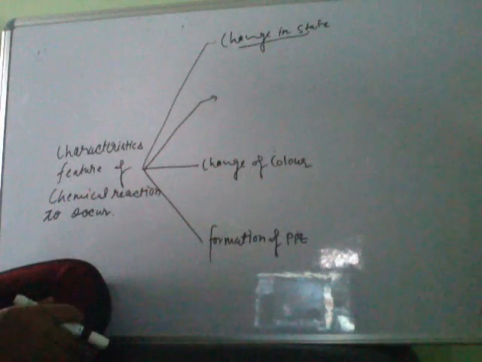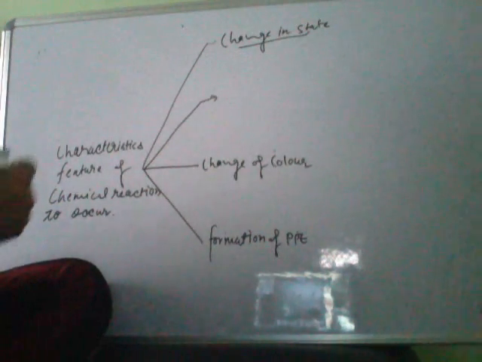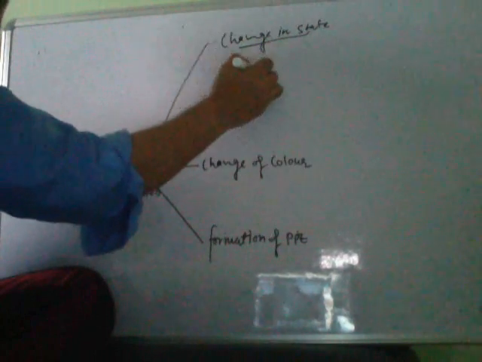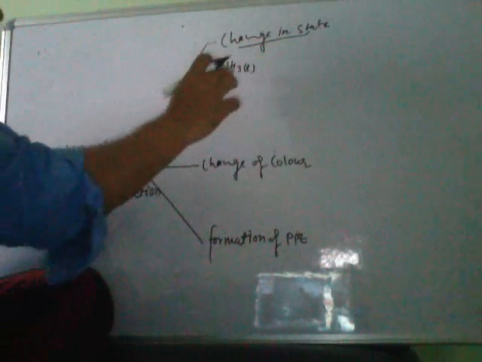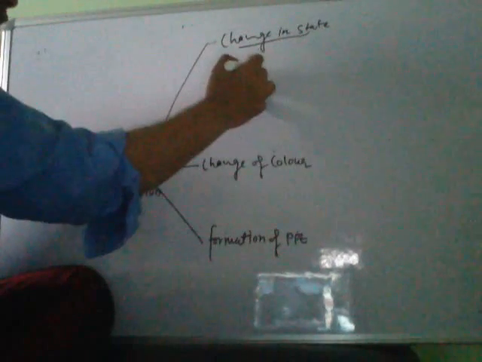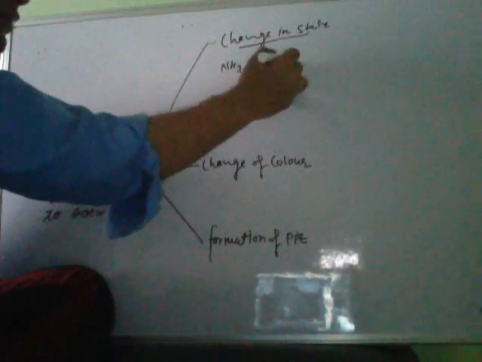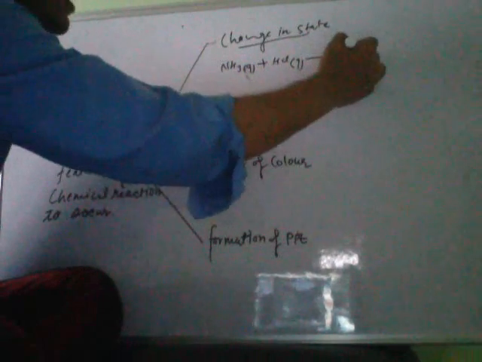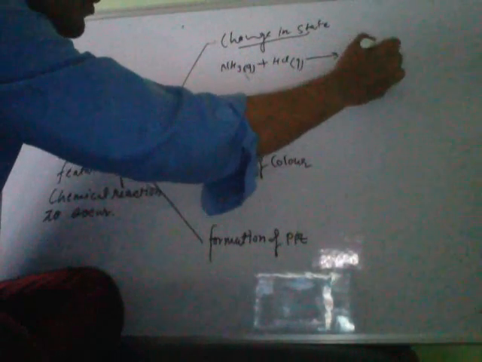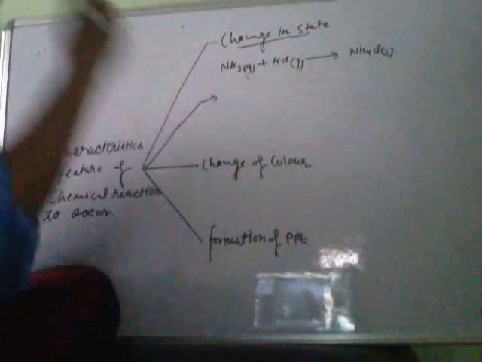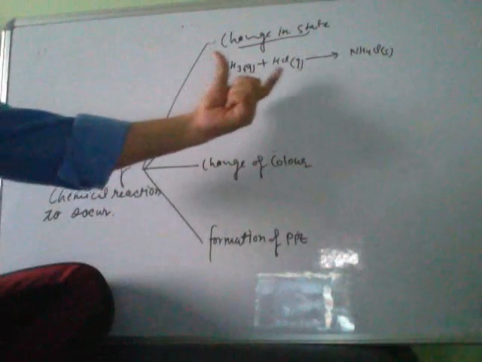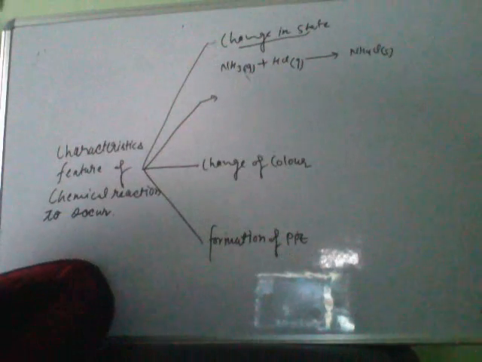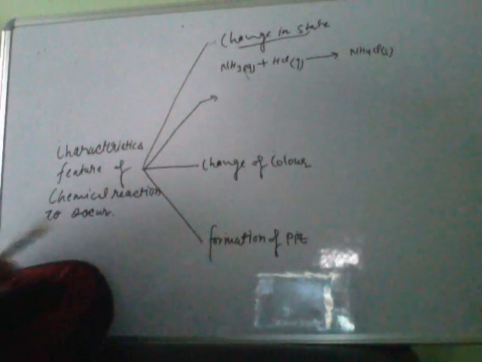Here we are treating ammonia, which is a gas, with HCl, which is also a gas. They give rise to NH4Cl, which is a solid. So the reactants are gases and the product is a solid. So it becomes the change in state.